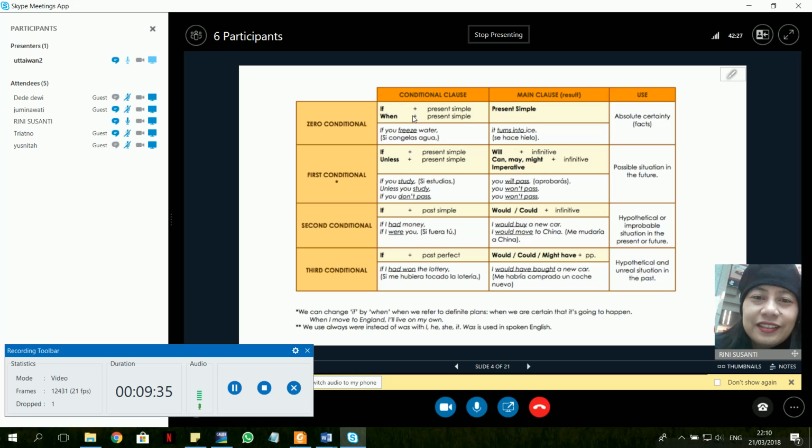And the next one is the second conditional. What is the second conditional? It means a hypothetical or improbable situation in the present or future. Actually, the second conditional means it's possible to happen, but it doesn't happen.